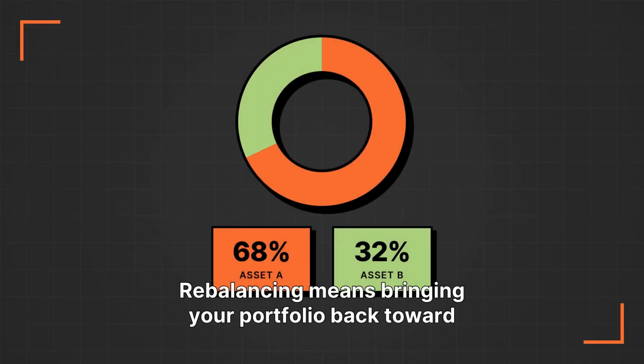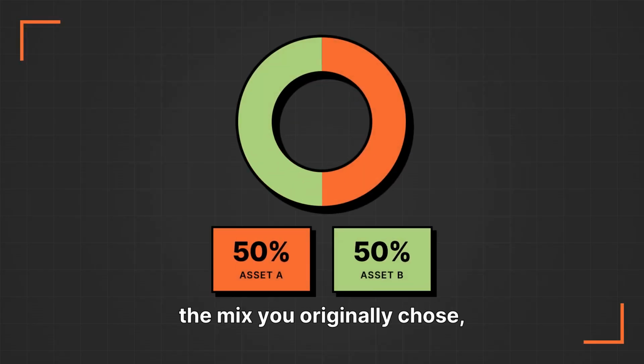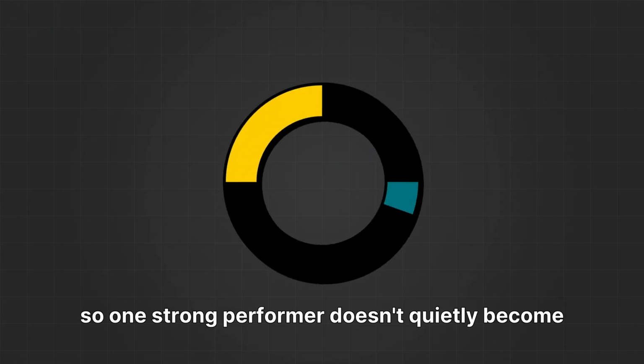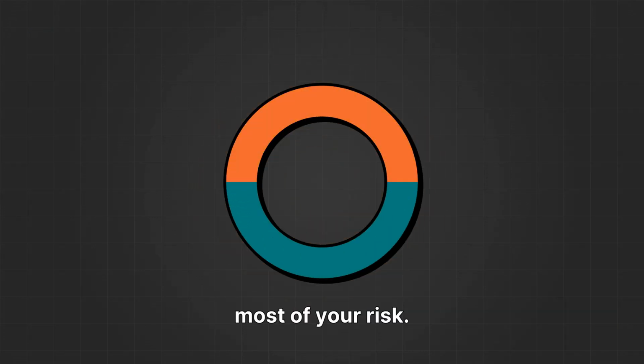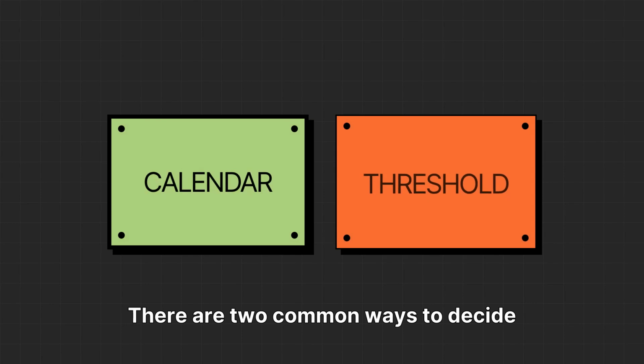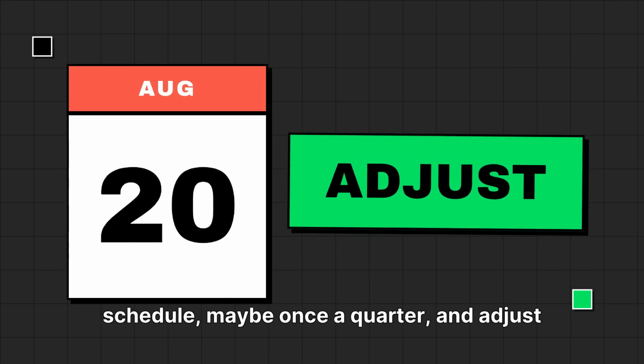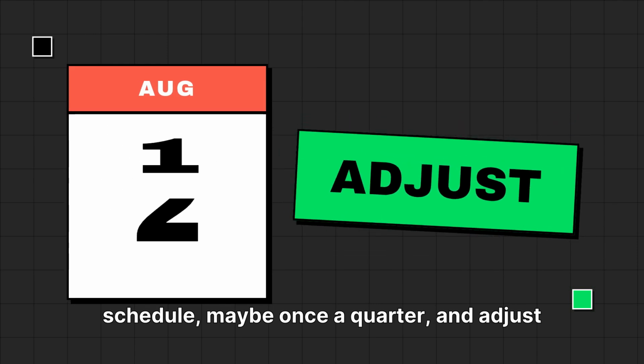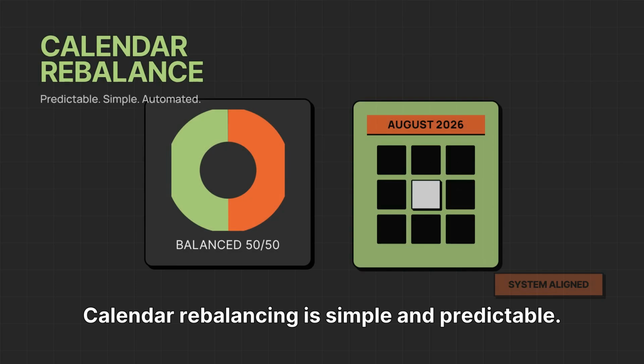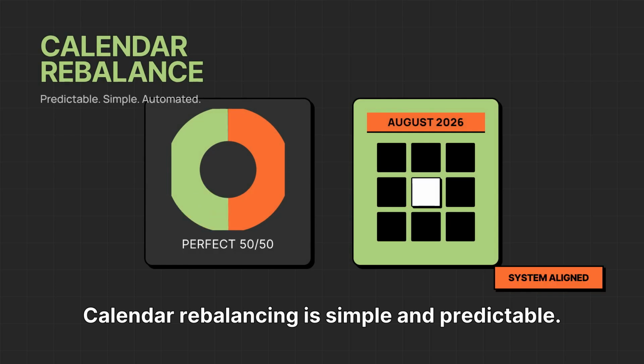Rebalancing means bringing your portfolio back toward the mix you originally chose. So one strong performer doesn't quietly become most of your risk. There are two common ways to decide when to do it. The first is calendar-based. You check your portfolio on a set schedule, maybe once a quarter, and adjust if it's drifted. Calendar rebalancing is simple and predictable.